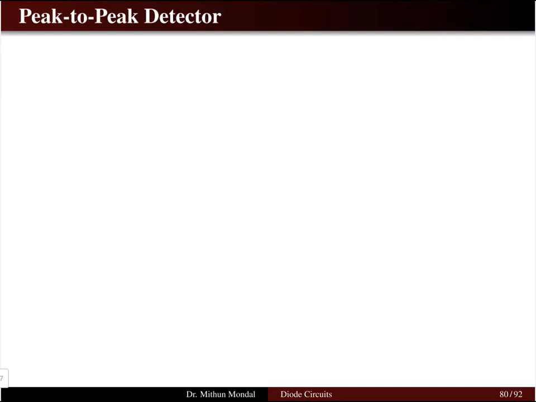Welcome back. We were discussing the fundamentals of electronics, different diode circuits. This is the last lecture in the series, lecture 3, where we discuss different diode circuits. So the topic that we will take here is the peak-to-peak detector and its various variations.